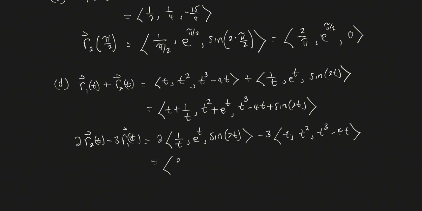So we will have 2 over t minus 3t, and then 2e to the t minus 3t squared, and then finally 2 sine of 2t, right, 2 sine of 2t minus, then we have to distribute the negative 3 to both of these terms, so negative 3t cubed plus 12t, and there is our new vector function, right?